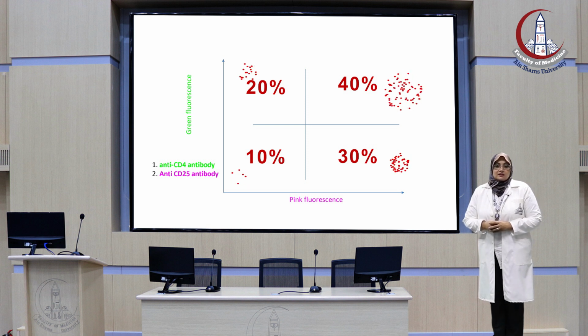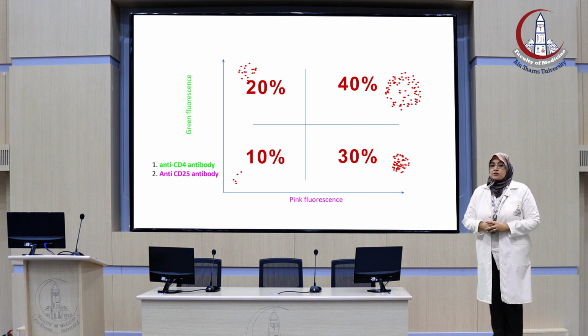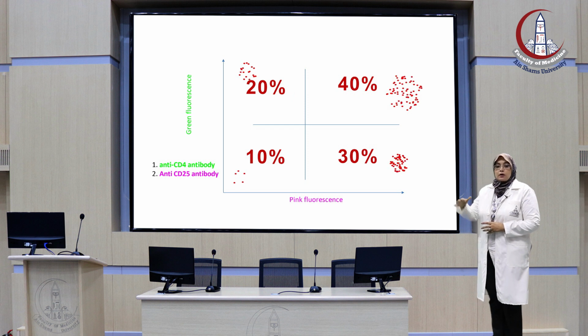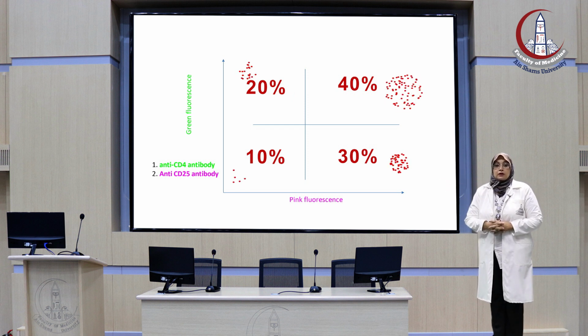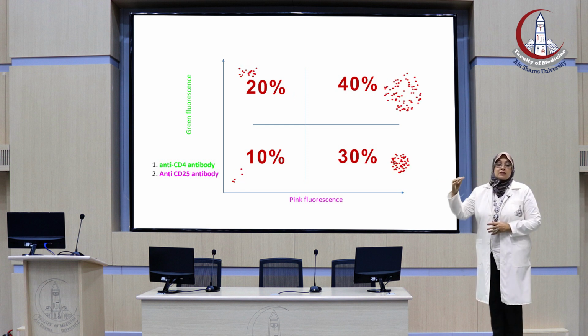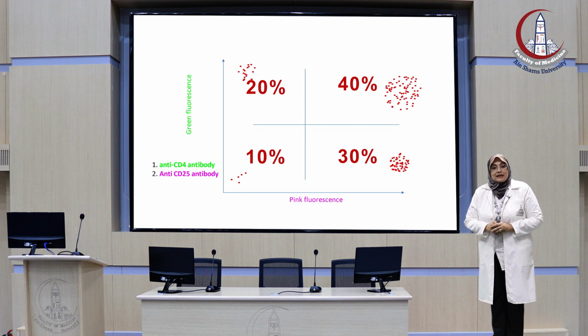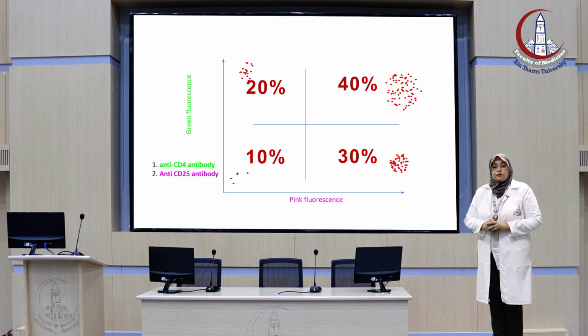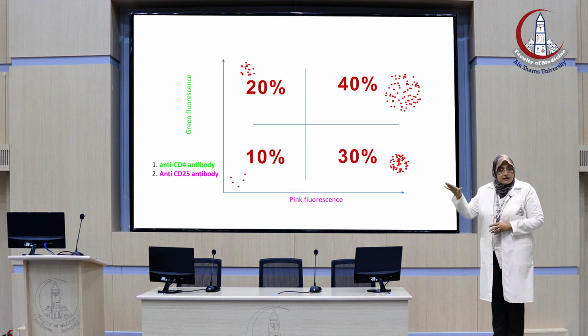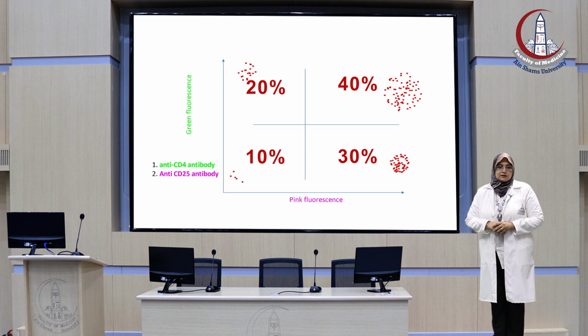Based on these results, this is a dot plot, what proportion of the patient's cells are CD4 positive? 60% are, and I'm talking about all the upper quadrant population of cells, anything that is expressing high levels of CD4. Now, what proportion are CD4 negative? 40% are CD4 negative, everything that is low on the green fluorescence.